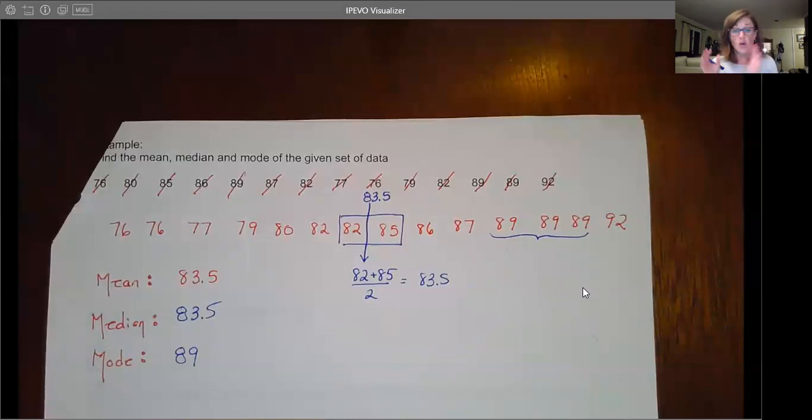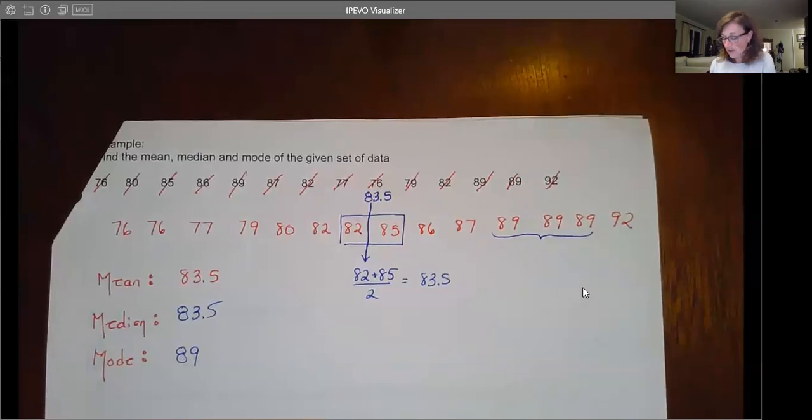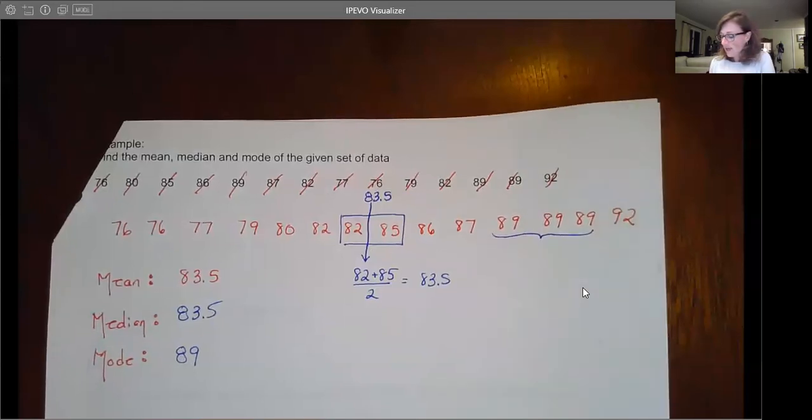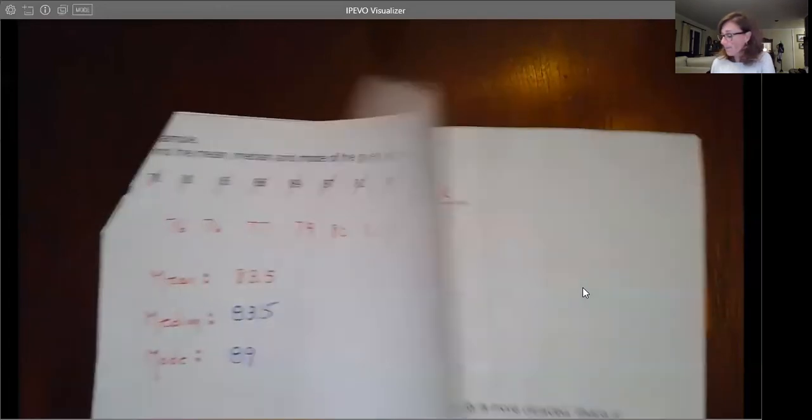Okay, so Friday, when we're together, we're going to finish this one. And we're going to talk a little bit about mean, median, and mode. And then we will finish up that packet.